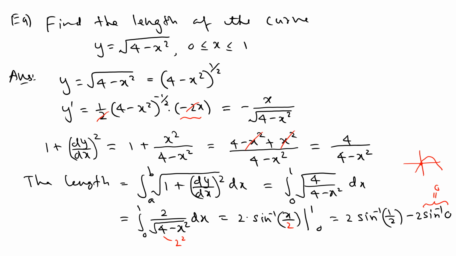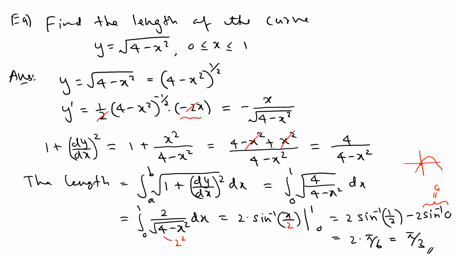We know that sine inverse of 1/2 means the angle for which you get 1/2. You know that is pi over 6. So you plug in pi over 6. So this is simply 2 times pi over 6, in other words, pi over 3. So that is the length of the curve, pi over 3.